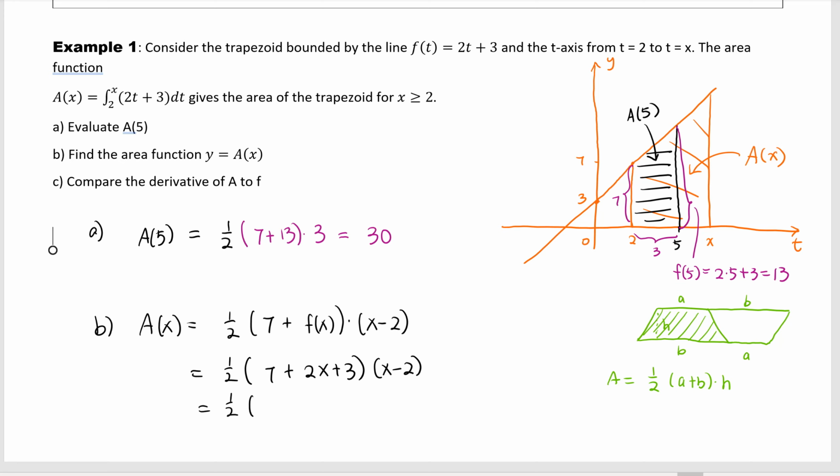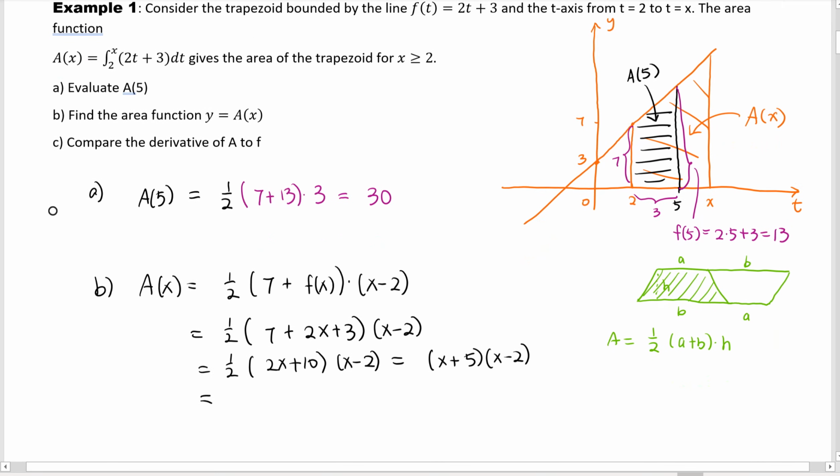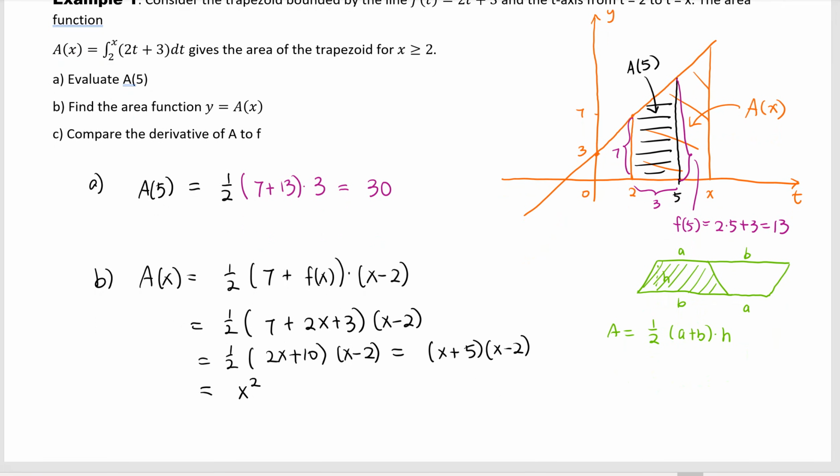Okay, now let's see. 7 plus 3 is 10. Oh, you see? We can factor out the 2 and then cancel with the 2 in the denominator. When we factor out the 2, we get x, and then 10 becomes 5. Let's multiply out. So when we multiply out, we get x squared, minus 2x plus 5x, minus 2 times 5, 10. So which is x squared plus 3x minus 10. Okay, so that's part B.